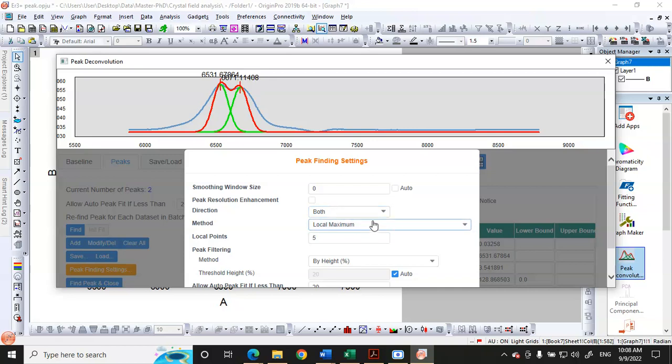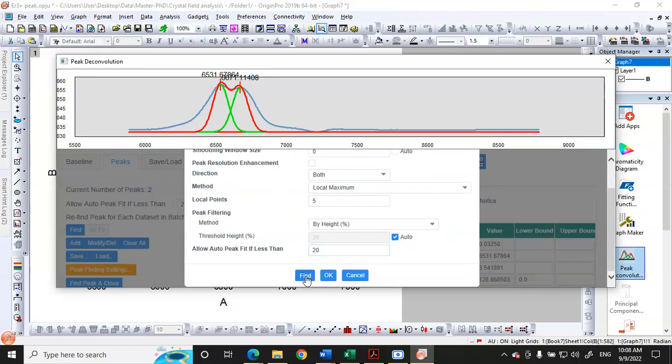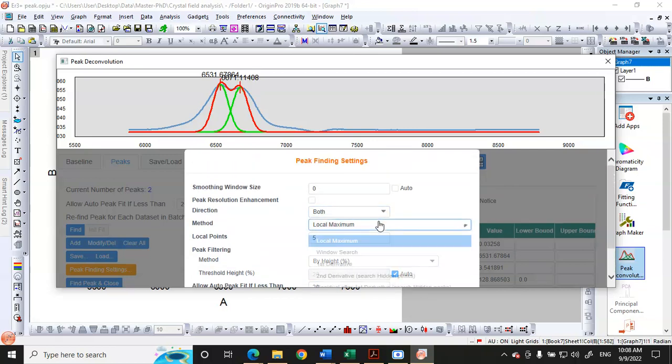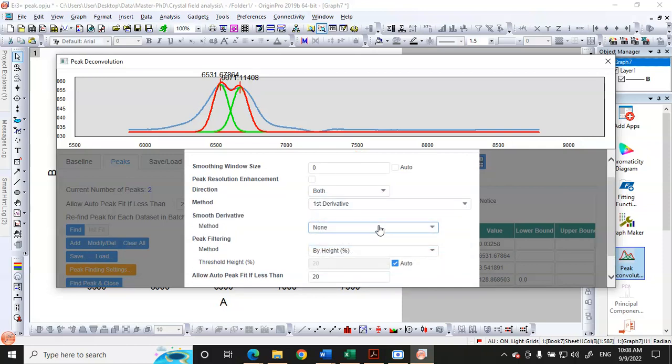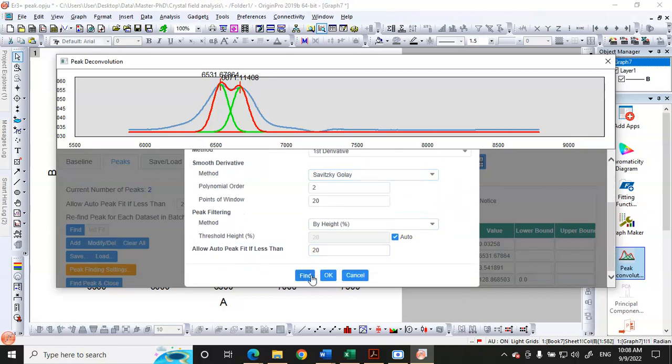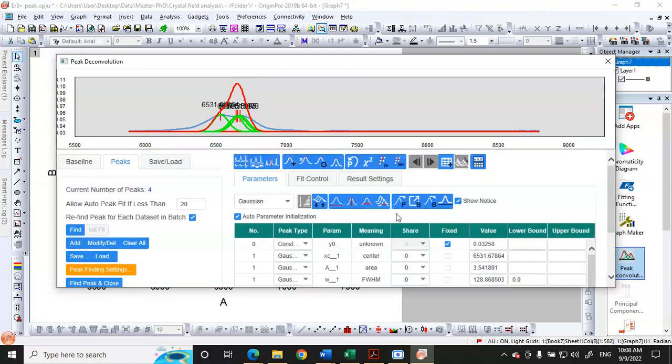So where we consider with peak again, we find using the first derivative method. Okay, fine. How many peaks we can find. Okay, so we can find about 4 peaks. Okay, so we go to the report. Okay, after you find by using the setting, you go to the report.